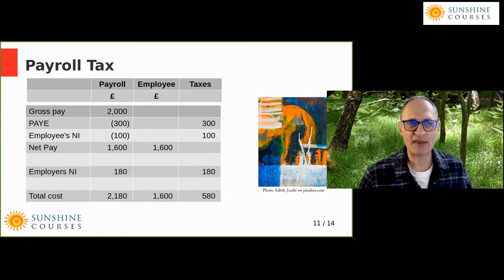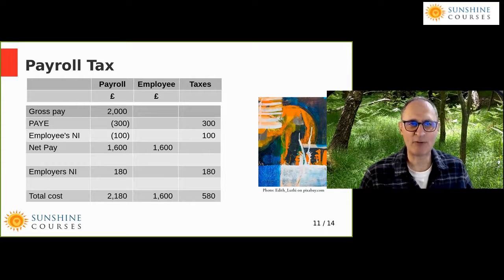But for the fact the government don't trust people to pay their taxes on time, you would pay £2,000 to the employee. When the employee fills in their tax returns, they would then pay the £300 income tax at the end of their tax year, plus an additional £100 for employee's national insurance. But that's not how payroll taxes work. The way payroll taxes work is the government say, you need to deduct those taxes before you pay the employee, and you must pay the employee net of those taxes. So the cheque you write to the employee is only £1,600, even though their salary is £2,000.